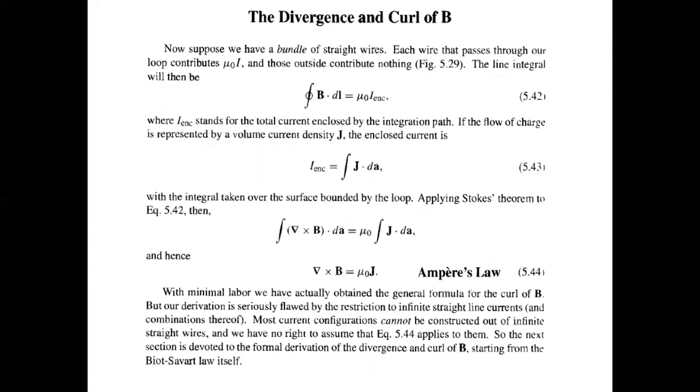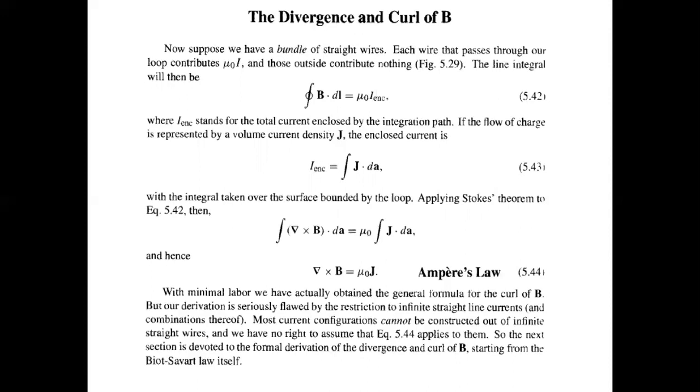In case we have a bundle of straight wires, each wire that passes through our loop will contribute a contribution of mu 0 I, and those outside will contribute nothing. The line integration will then be: the closed line integral of B dl will be mu 0 times I enclosed. I enclosed stands for the total current enclosed by the integration path.